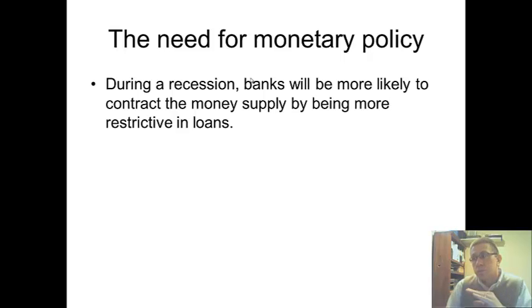Now, we know that the money multiplier is 1 divided by the required reserve ratio, but banks can choose to hold more money than just the legal minimum, right? Banks can hold excess reserves. Well, during a recession, you would expect banks to be more likely to hold excess reserves, right? So banks will be more likely to contract the money supply by being more restrictive in lending funds.